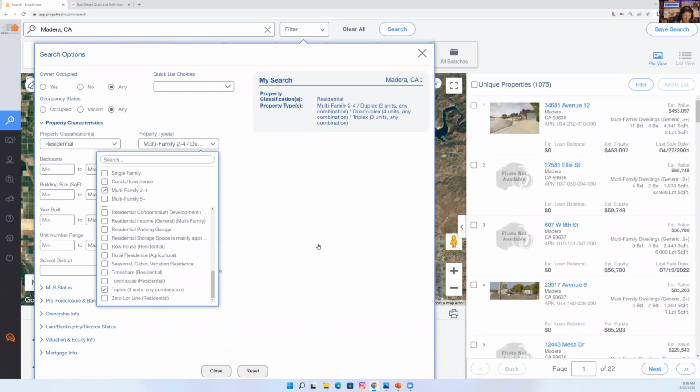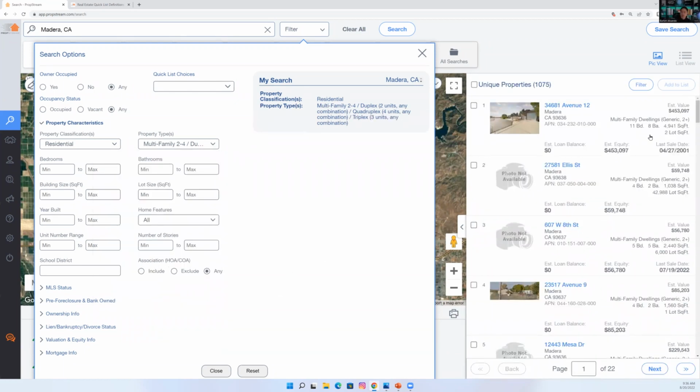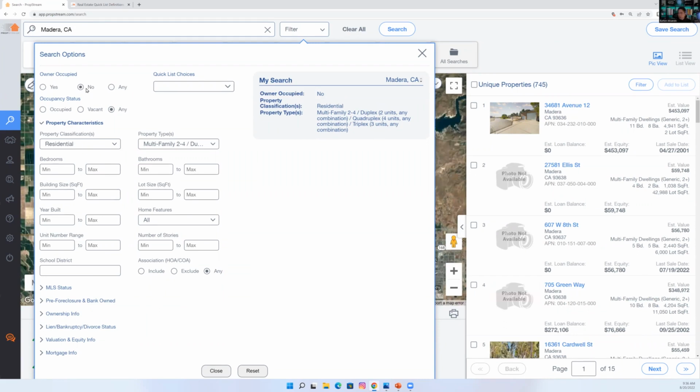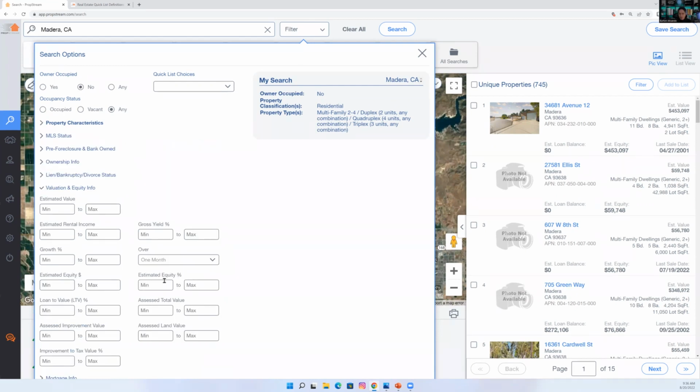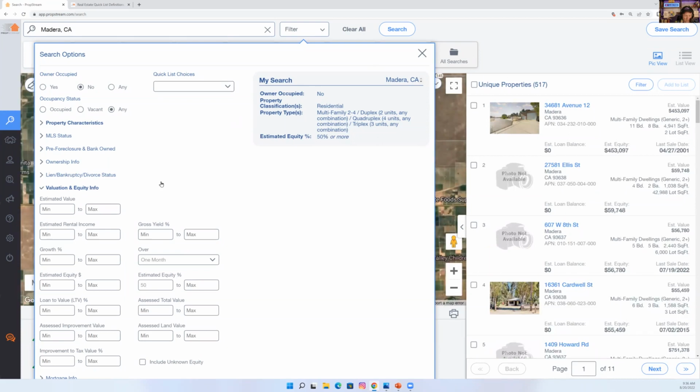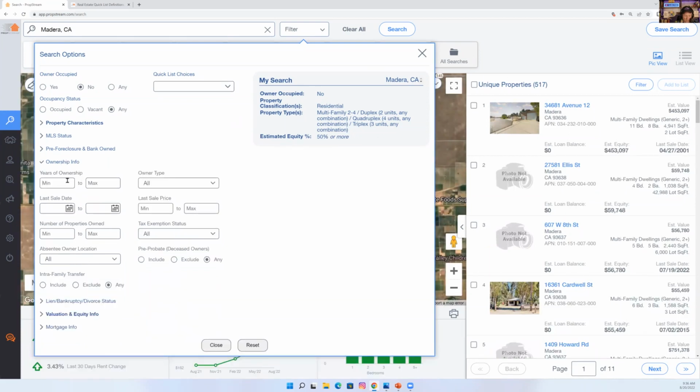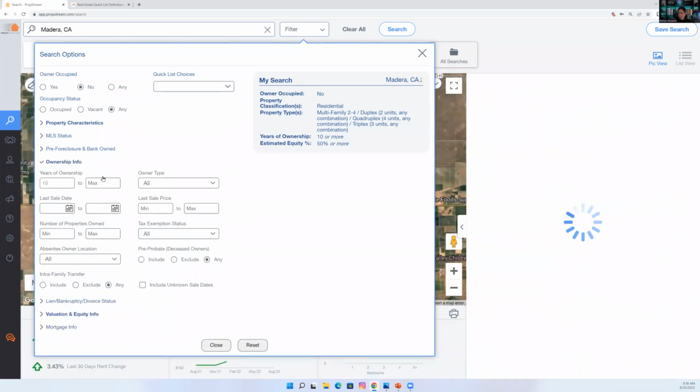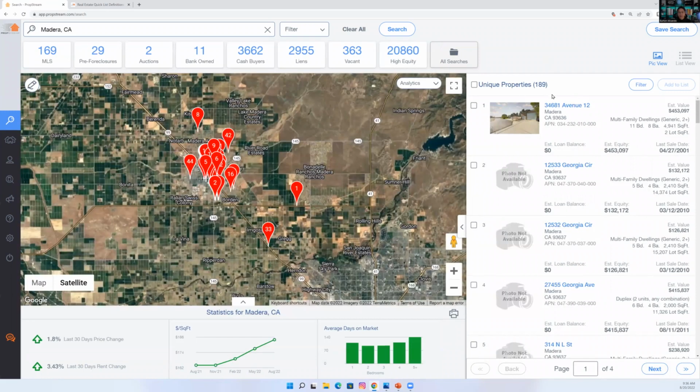So now that I have everything possibly checked off, here we go. So obviously non-owner occupied, so owner occupied, no. And then finally, equity 50% or higher. Valuation, equity info, estimated equity 50% or more. And length of ownership, 10 years or more. There we go. So 10 years minimum or more. And here is our 189 properties.